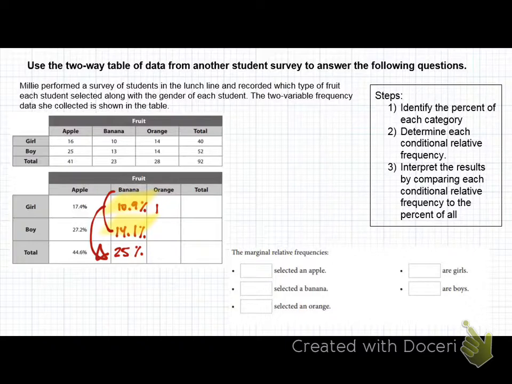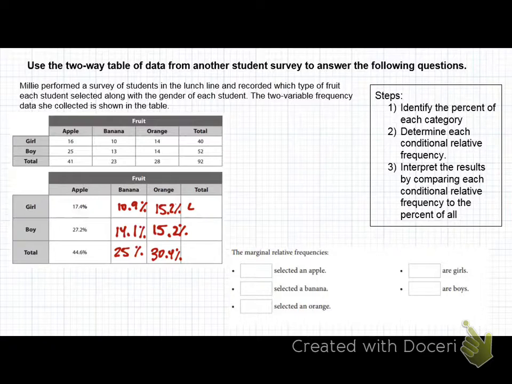What's the percentage of girls that like oranges now? 15.2. Good, 15.2. Okay, next one. Of all the students, what percentage of them are boys that like oranges? 15.2. Okay, good. And what's the total percentage here? 30.4. Good. So how'd you do that so quickly? Add them up. Okay? Does this make sense?